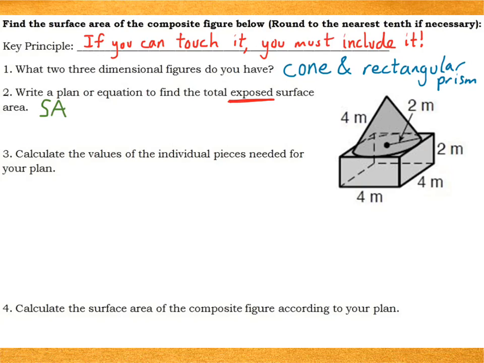Let's use that to help us create our plan. We can start with the surface area of the prism. That would include the bottom of the figure, all of the lateral sides, and also the top.